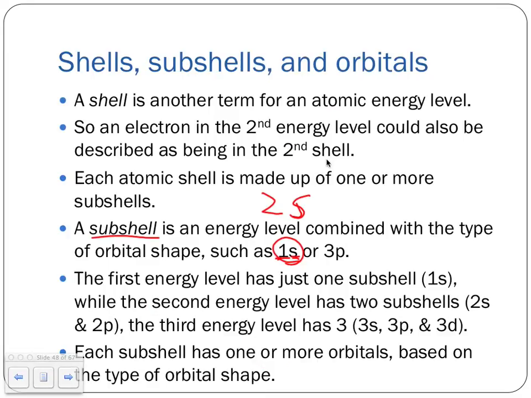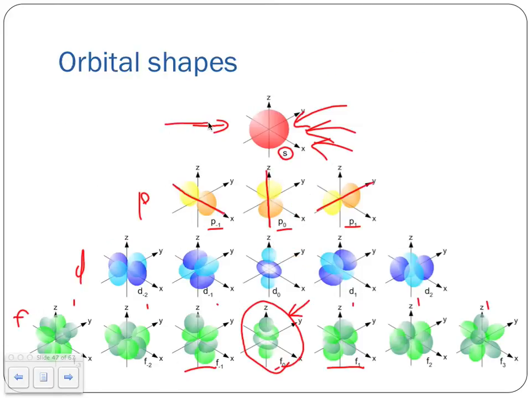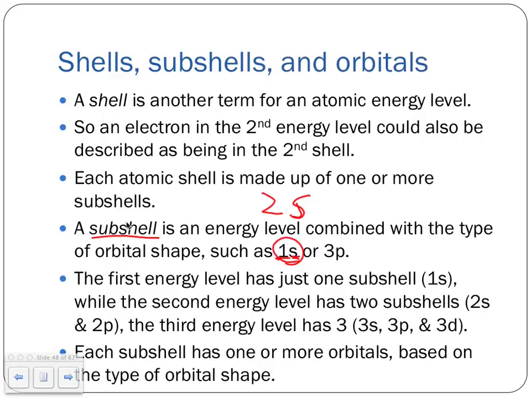So the first energy level just has one subshell. It's only the 1s. The second energy level has 2 subshells, both the 2s and the 2p. And so in the second energy level, you could find electrons in that spherical shape or in any one of these 3, but you would never find a second energy level electron in any of the d's or any of the f's or anything like that. It only could be in those 2 possibilities. The third energy level, though, has 3 subshells: 3s, 3p, 3d.